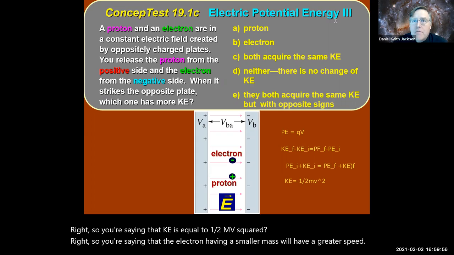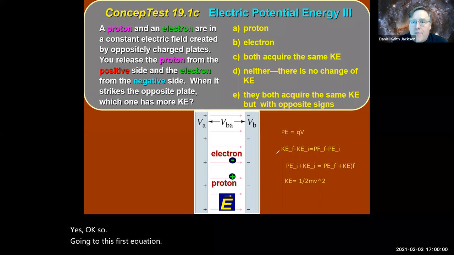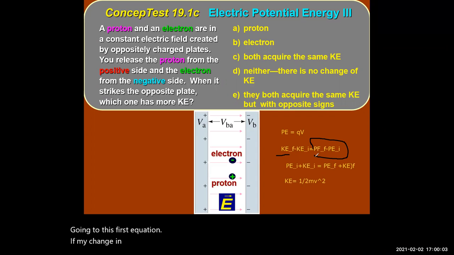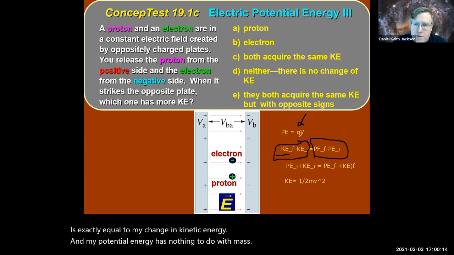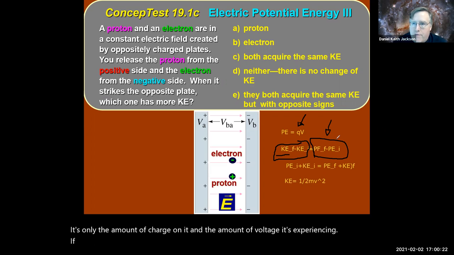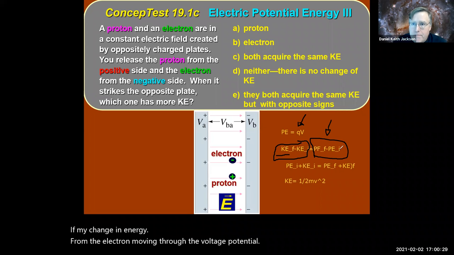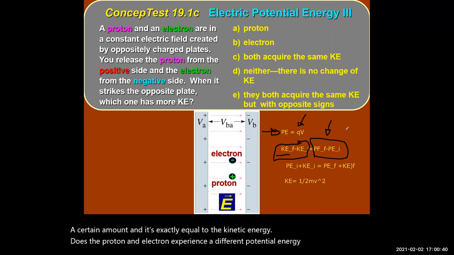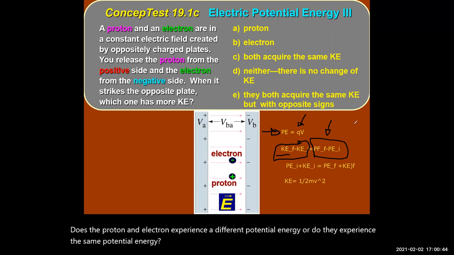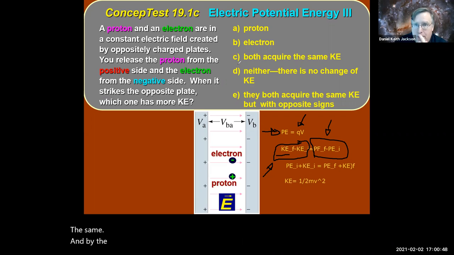Going to this first equation, if my change in potential energy is exactly equal to my change in kinetic energy, and my potential energy has nothing to do with mass, it's only the amount of charge on it and the amount of voltage it's experiencing. If my change in energy from the electron moving through the voltage potential is fixed as a certain amount, and it's exactly equal to the kinetic energy, does the proton and the electron experience a different potential energy, or do they experience the same potential energy? The same. And by the conservation of energy, they must have the same kinetic energy.